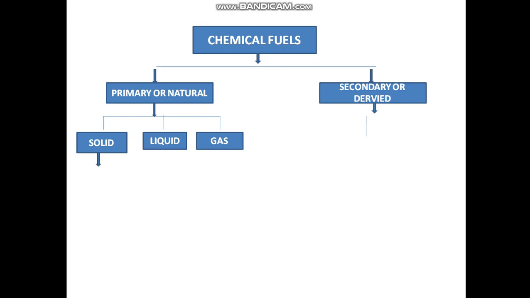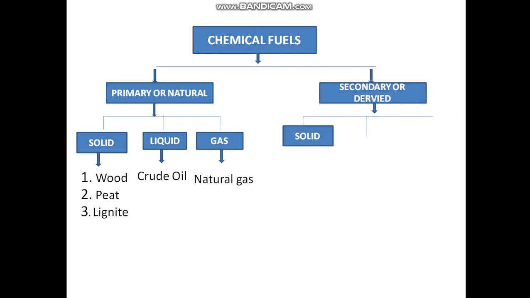Examples of solid fuels which occur naturally in nature are wood, peat and lignite. So these three are examples of solid fuels. For the liquid fuels, we get crude oil. For the gaseous fuel, we get natural gas. When we get crude oil, in the same surroundings we get natural gas. Now the secondary or derived fuels are also classified in three forms. In solid, we can take examples of coke, charcoal and coal.